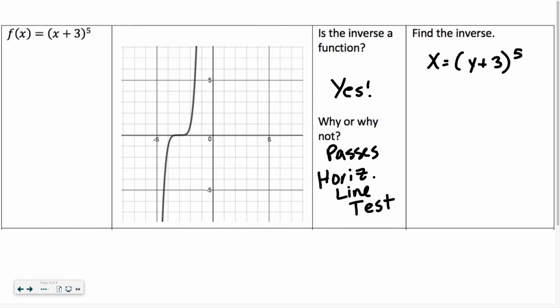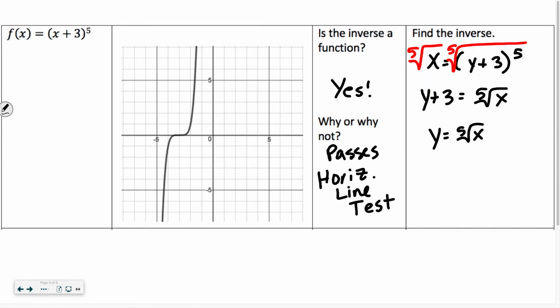Okay, first thing you would need to do is 5th root both sides. When you take odd roots to solve, do you need a plus or minus? No. So this is just going to be y plus 3 equals the 5th root of x. And then subtract 3 from both sides. So y equals the 5th root of x minus 3.